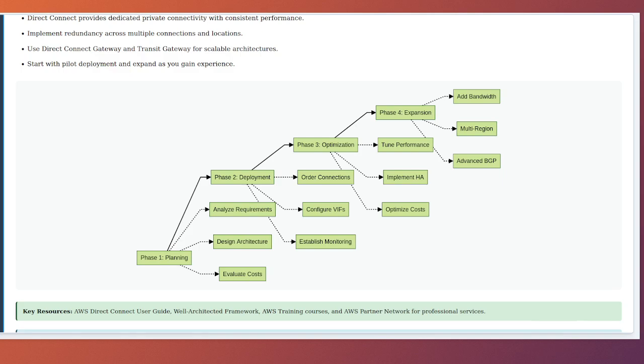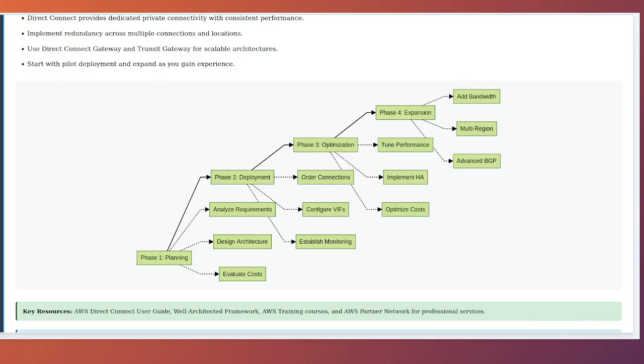The diagram shows a recommended implementation roadmap. Phase 1 is planning and assessment, where you analyze bandwidth requirements, evaluate costs, design IP addressing, and obtain stakeholder approval. Phase 2 is initial deployment, where you order Direct Connect connections, establish cross-connects, configure basic virtual interfaces, and implement monitoring.